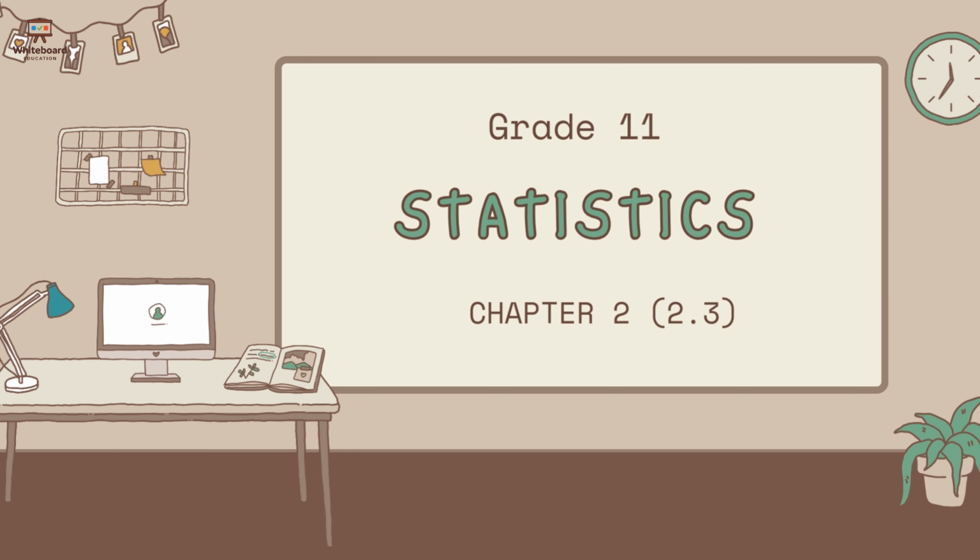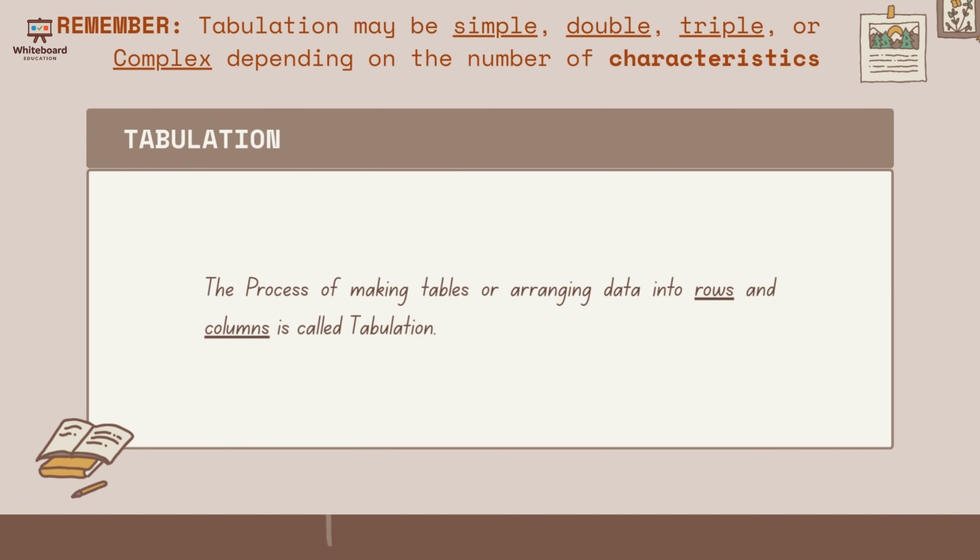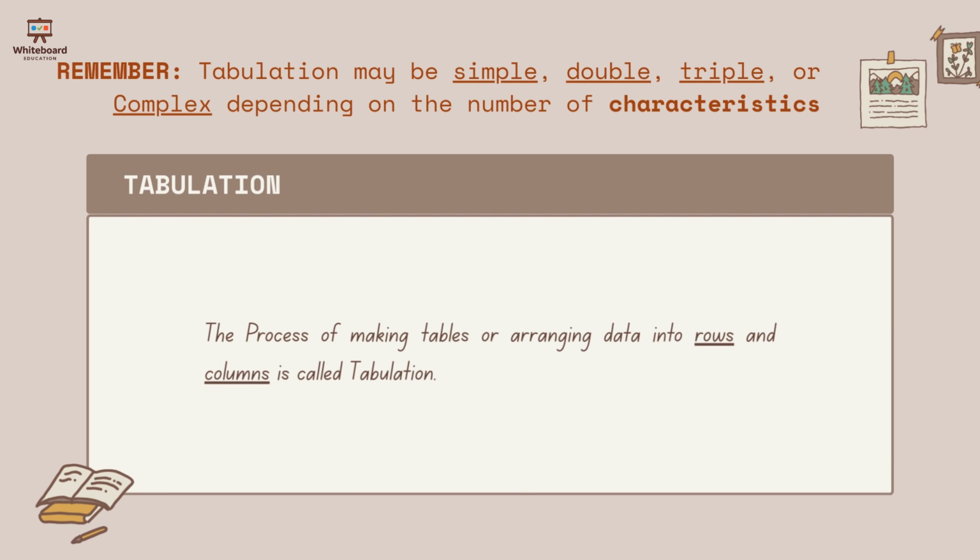Salam. Today, we will be studying Chapter 2, 2.3, Class 11 Statistics, according to PTB syllabus. Let's start by learning tabulation. The process of making tables or arranging data into rows and columns is called tabulation.